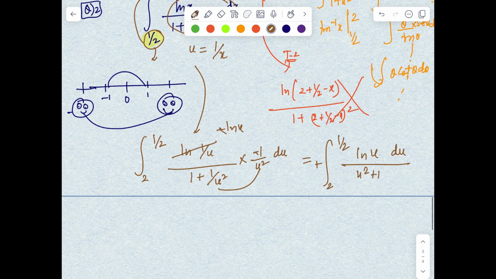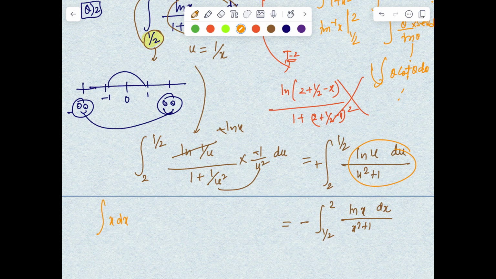And this quantity can be written as minus the integral from half to 2 of ln x by x square plus 1 dx. It doesn't matter whether you replace u with x, because basically if I have the integral of x dx from 0 to 1, the answer is half, and it's the same as the integral of u du from 0 to 1. So u works as just a dummy variable, so it doesn't matter what you put here. You put any symbol, and it's running from 0 to 1, both will be the same.